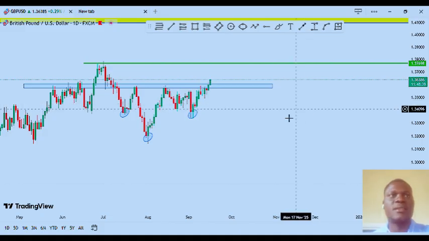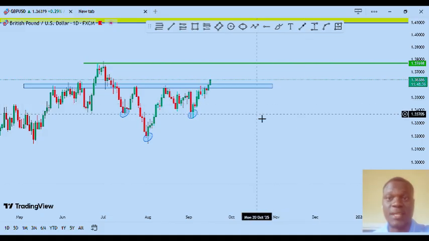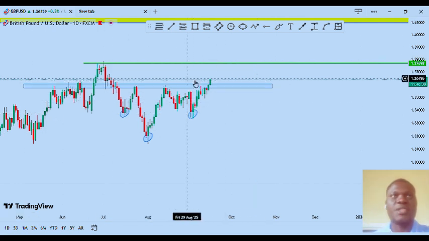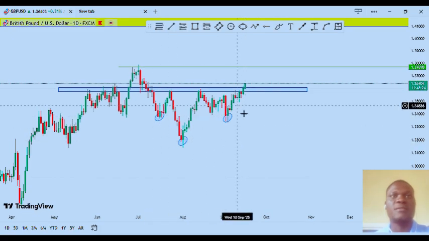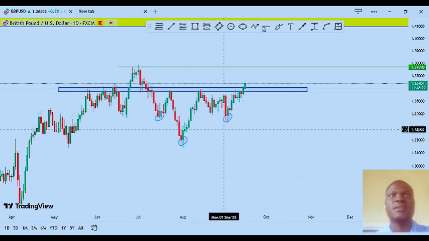The USD index is falling. I've already done analysis on USD, so you can go watch the video. All right, so that is why British pounds is buying and euro is buying. Okay, so you see this reversal pattern from here, this head and shoulder pattern, this inverse head and shoulder pattern.